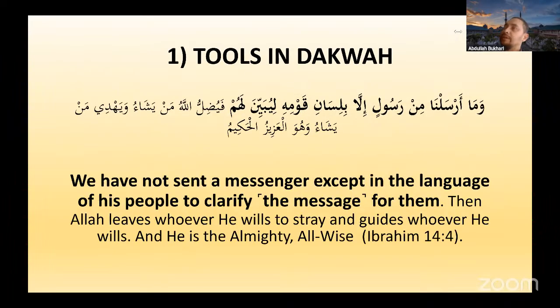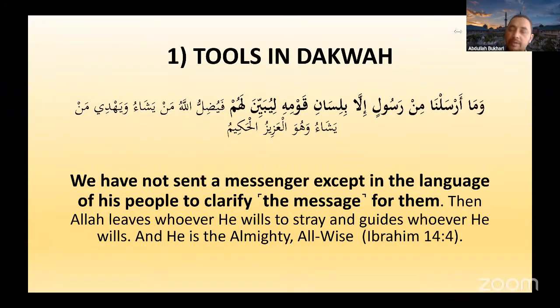Okay, number one, it is undeniable that learning language is a tool of da'wah. In this ayah, Allah mentioned in general the purpose of sending the prophets. Allah said, "وَمَا أَرْسَلْنَا مِنْ رَسُولٍ إِلَّا بِلِسَانِ قَوْمِهِ", we have not sent any messenger of any nation previously except in the language of his people. Why? "لِيُبَيِّنَ لَهُمْ", to clarify the message of Allah for them.